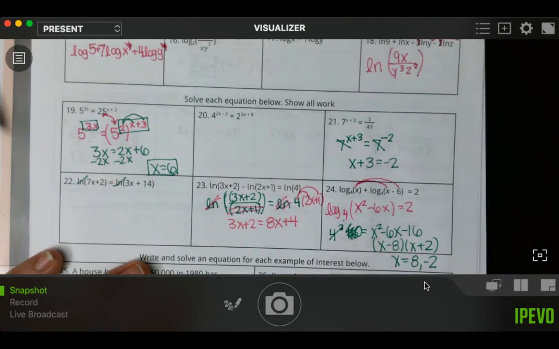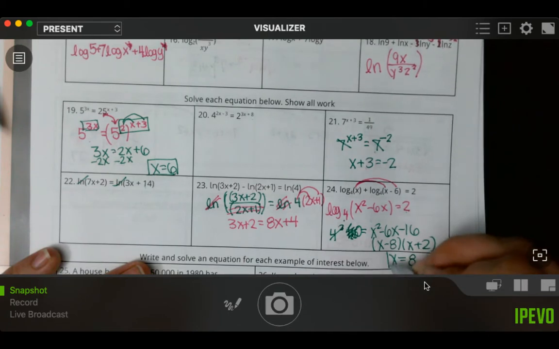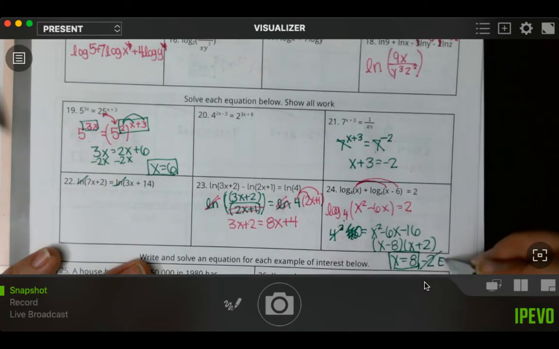But you can't actually take the log of negative 2, so my only answer is 8. This one is called extraneous.